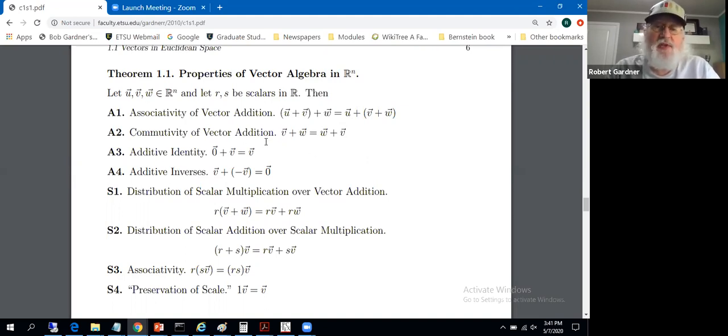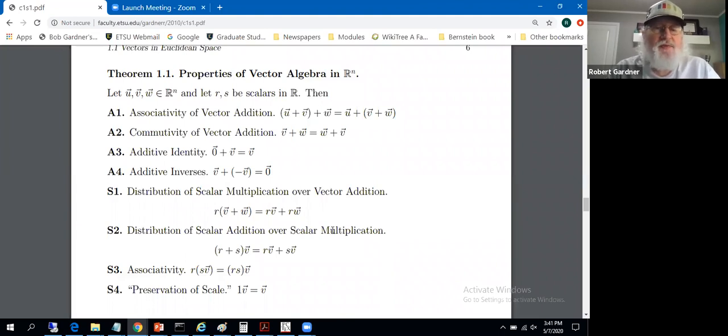We've got commutativity of vector addition, vector u plus vector v equals vector v plus vector u. We've got an additive identity. The zero vector added to any vector gives back that vector, just as zero is the additive identity number. Zero plus any number equals that number itself. We've got additive inverses. If we take vector v and add to it negative vector v, we'll get out the zero vector.